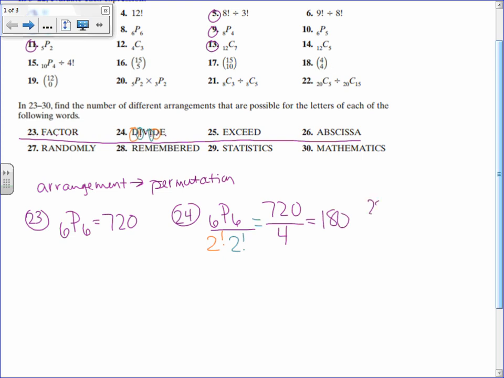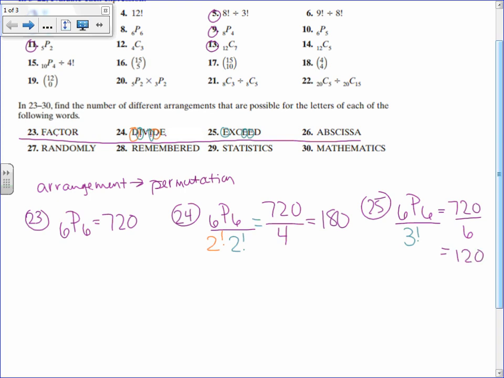Number 25, we have the word exceed. Exceed has 1, 2, 3, 4, 5, 6 letters in it, so 6P6. And then E happens 1, 2, 3 times, so that's going to be 3 factorial in my denominator. And that's the only thing that repeats. So this is going to be 720, and 3 factorial is 6. So 720 divided by 6 will give you 120.